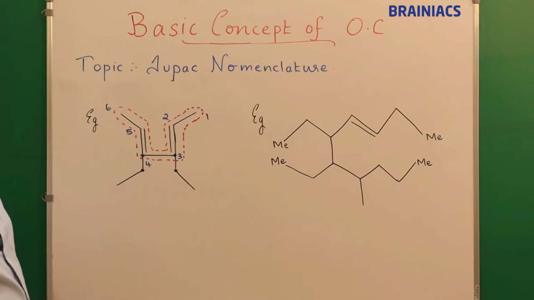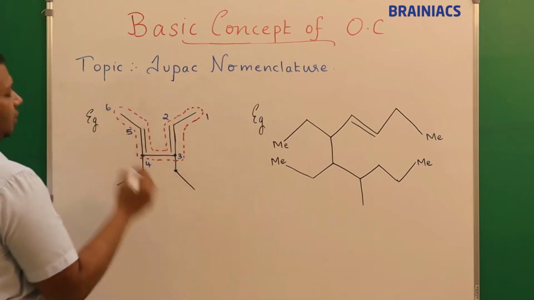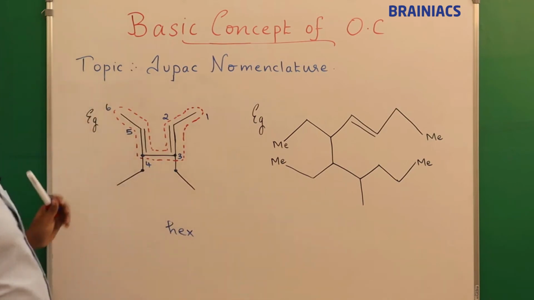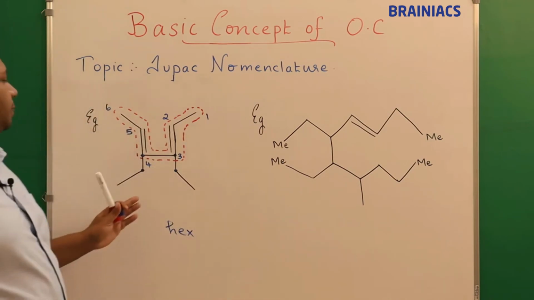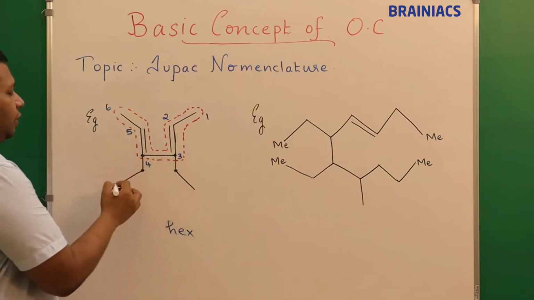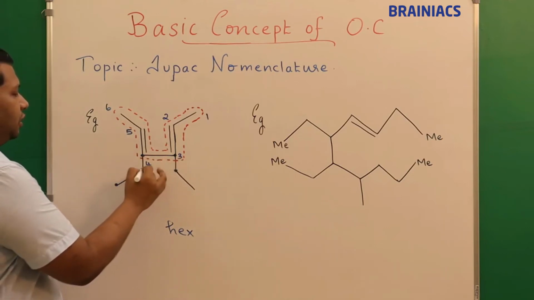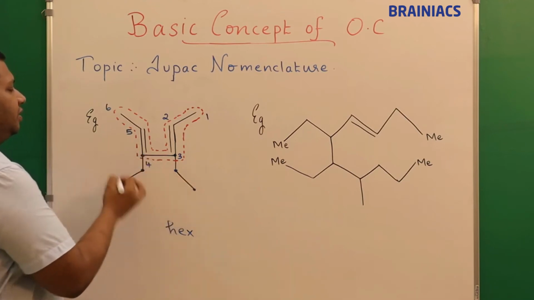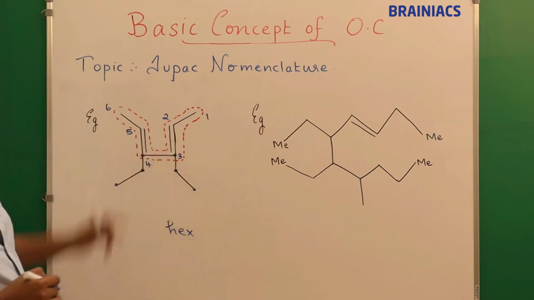Now how to put the name? You know that 6 carbons are there, so the word root is hex, and there is no primary prefix. Secondary prefix is there at position 3 and 4. You can see a two carbon chain is connected here also, here also. So this is 2 carbon, which means it is ethyl. So at 3 and 4 you have ethyl.